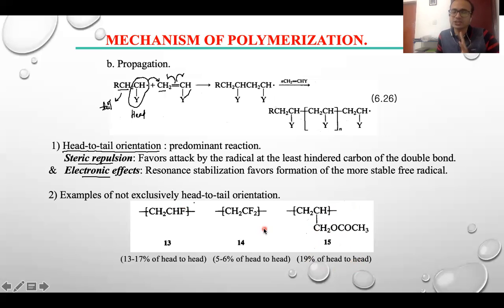So a combination of steric factors and electronic factors are responsible for all this way in which the monomer is attached in a polymer chain. But if you are asked in general what is the fashion in which it is attached, the usual orientation is head-to-tail orientation. Even in these exceptions also, the majority orientation is head-to-tail orientation, but a few head-to-head orientations you will find, as you can see from these percentages. Okay.